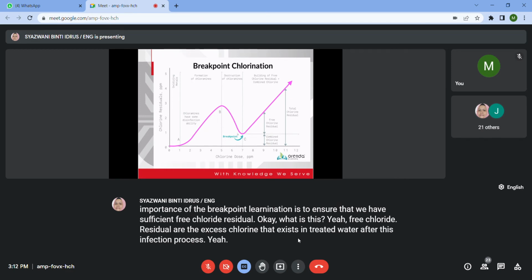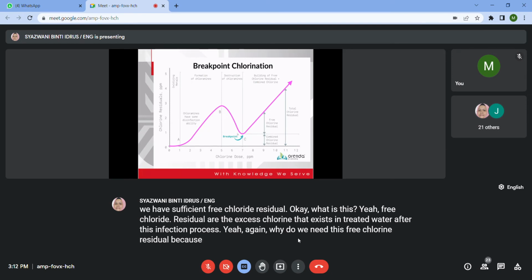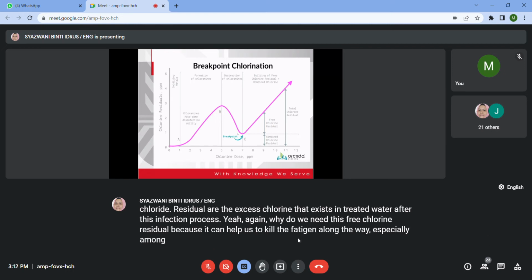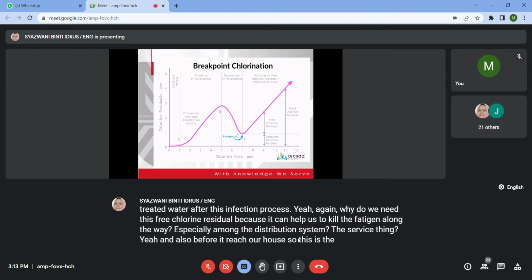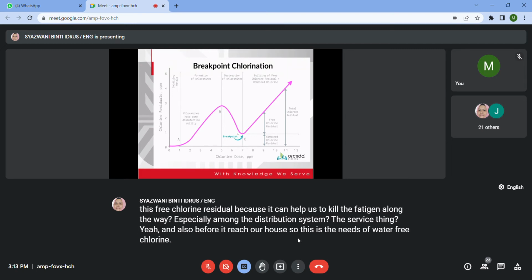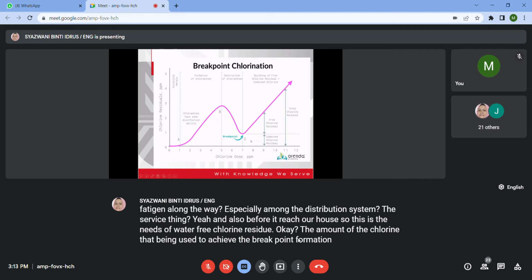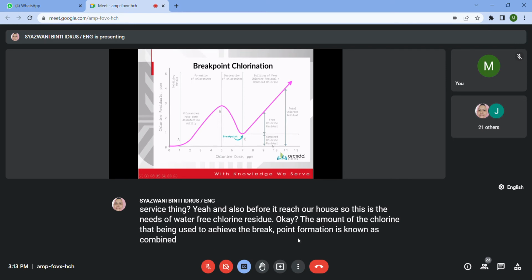Again, why do we need this free chlorine residual? Because it can help us to kill pathogens along the way, especially along the distribution system, the service tank, and also before it reaches our house. So this is the need for the free chlorine residual. The amount of chlorine used to achieve the breakpoint chlorination is known as combined chlorine residual.